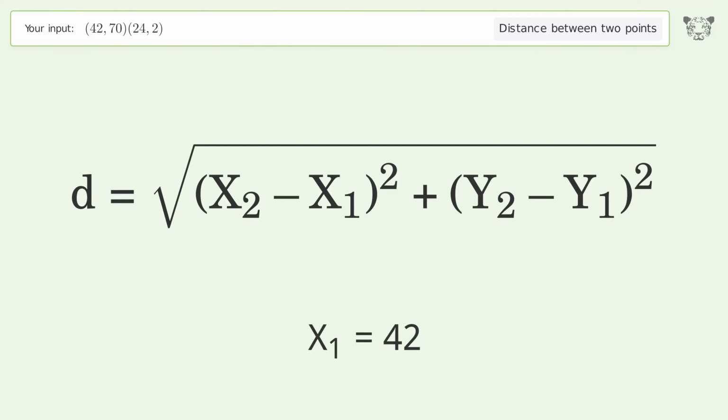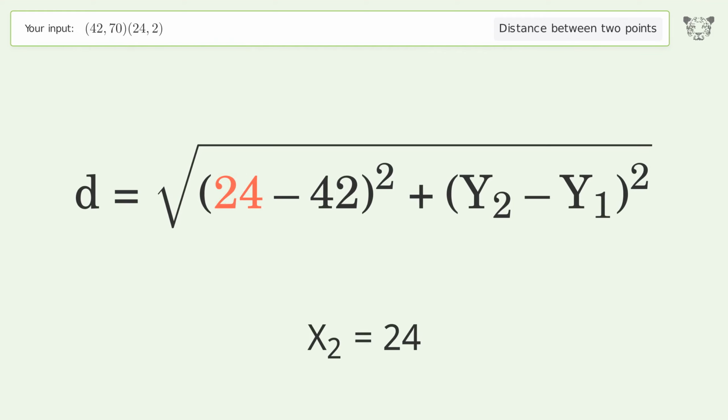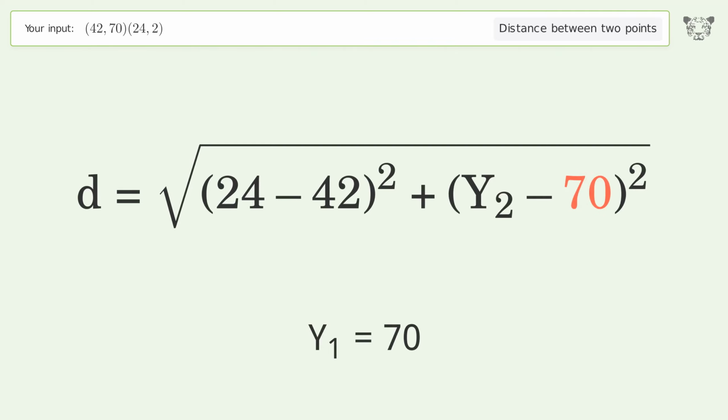x1 equals 42. x2 equals 24. y1 equals 70. y2 equals 2.